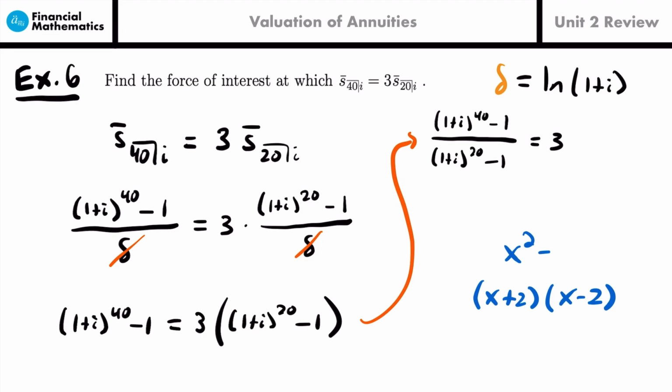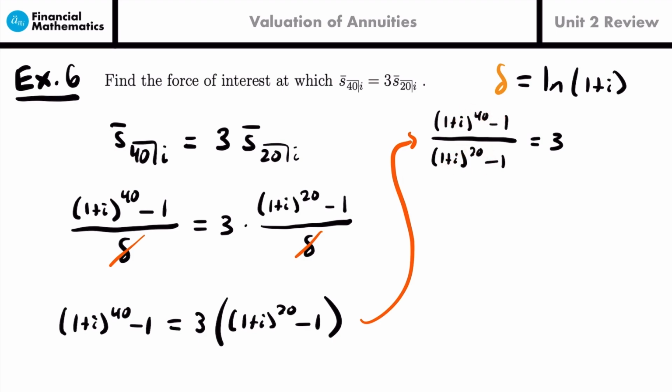If we rewrite 4 as 2 squared, then you can see that factoring a difference of squares is as simple as writing two factors, x plus 2 and x minus 2. You have the first value being squared plus the second value being squared, multiplied by the first value minus the second value. So x plus 2 times x minus 2 is the same as x squared minus 2 squared, or x squared minus 4.